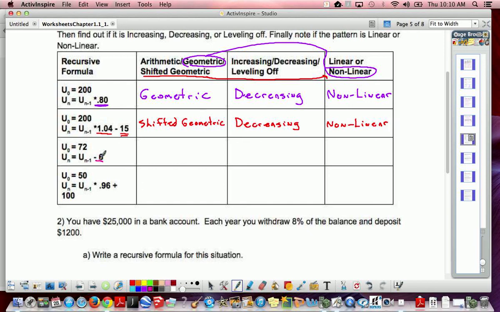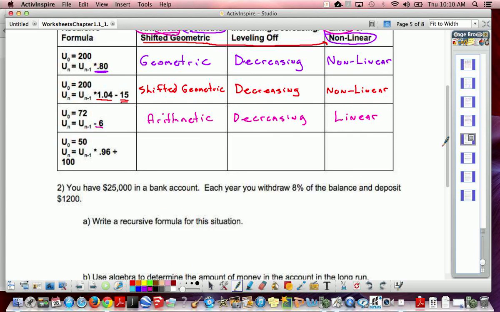I'm only subtracting 6. So this one is arithmetic. Since I'm subtracting, it's still going down, so this one's decreasing. And this one here is linear. Remember that arithmetic and linear go together. All right, so our last one here, we're multiplying and we're adding. So this one here again is a shifted geometric.